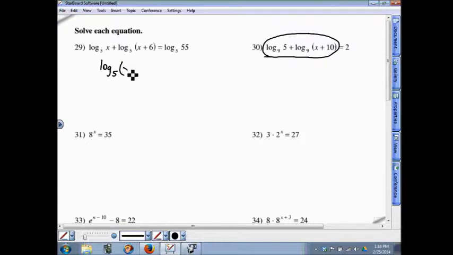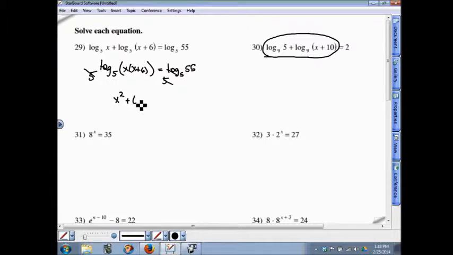So this is log base 5 of x times x plus 6, and that equals a log base 5 of 55. Now that you've condensed, you exponentiate using a base of 5, so that just cancels each of those logarithms.